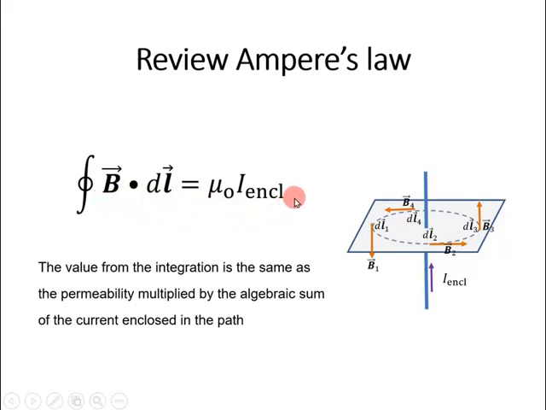Maxwell discovered something that made us understand that Ampere's law was not complete. So what he discovered modified Ampere's law, and that's what we are going to talk about. What he discovered we call the displacement current.